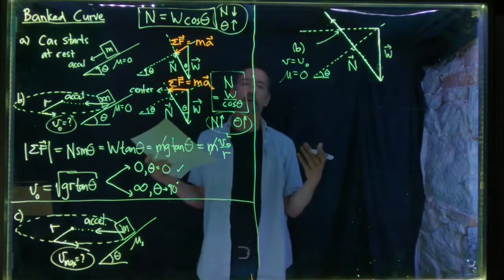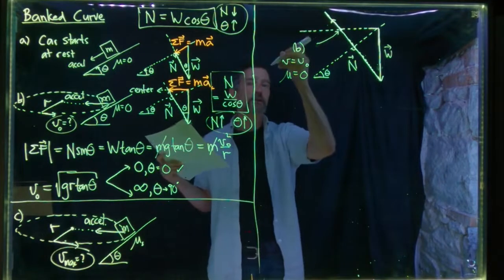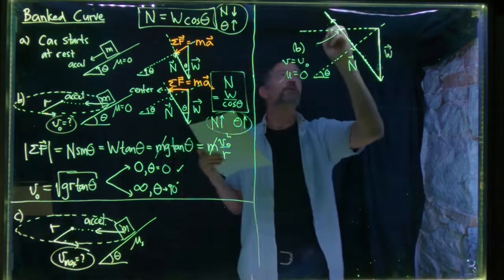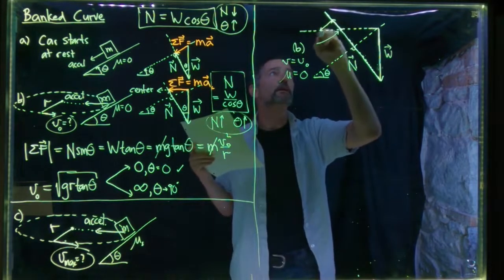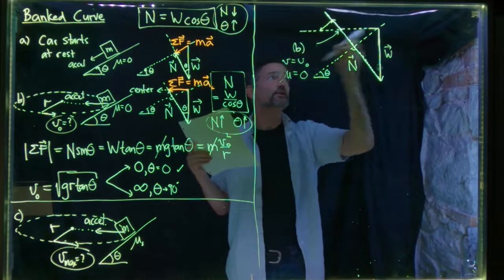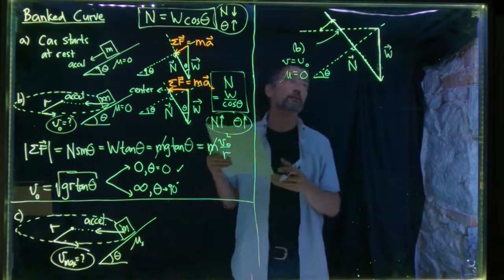And then you ask yourself the question, well, how much static friction down the incline is required to keep it moving in this uniform circular motion? Well, it'll be this guy. Okay, this force of static friction is parallel to, and down, the incline.